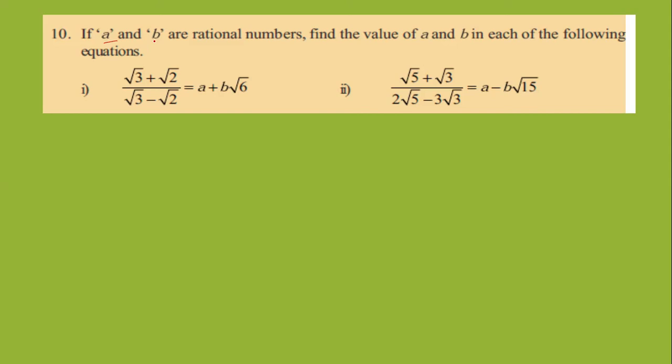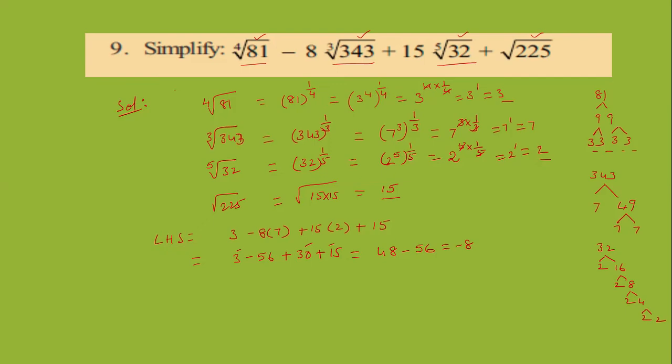That is, if A and B are rational numbers. In the given problem, on the right hand side there are A and B. These two are rational numbers. Then you find the values of A and B after calculation.